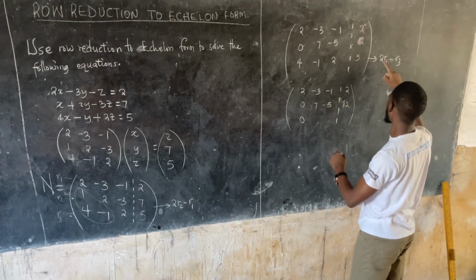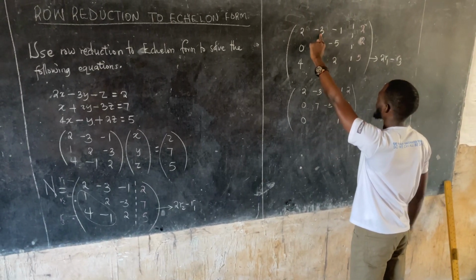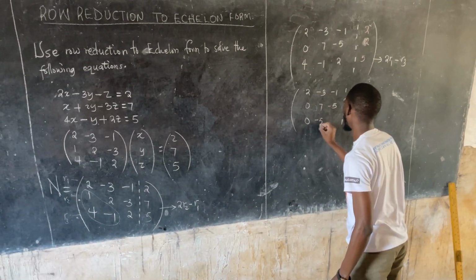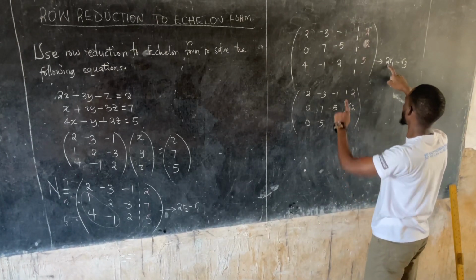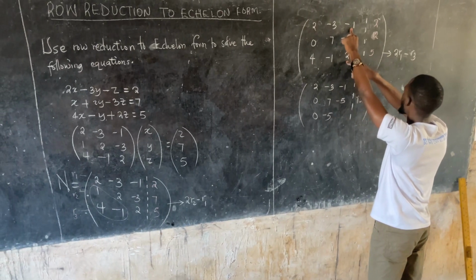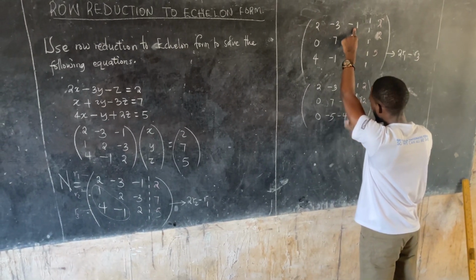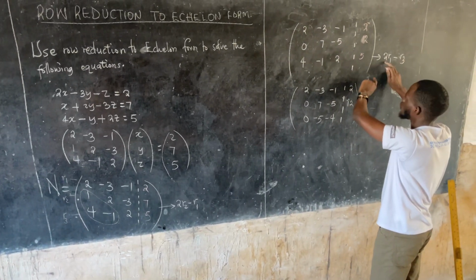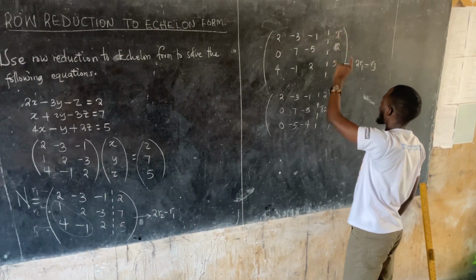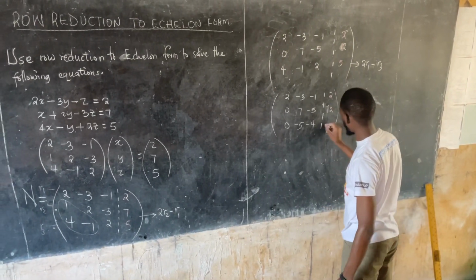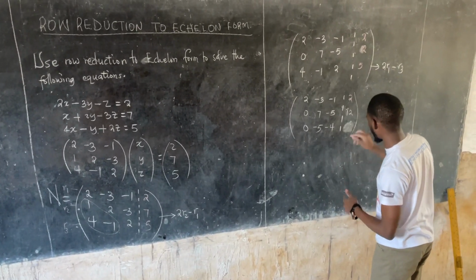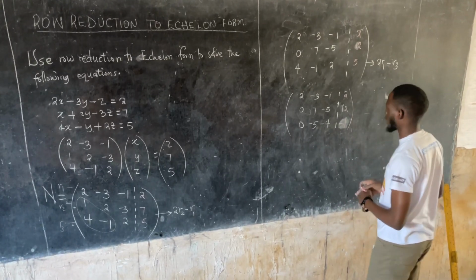Then we proceed 2 times R1, which is -6, minus 1 gives us -5. Then 2 times -1 will give us -2, minus 2, -4. Then we have 2 times 2, which is 4. Then 4 minus 5, we have a -1, which we can represent with another color like that.